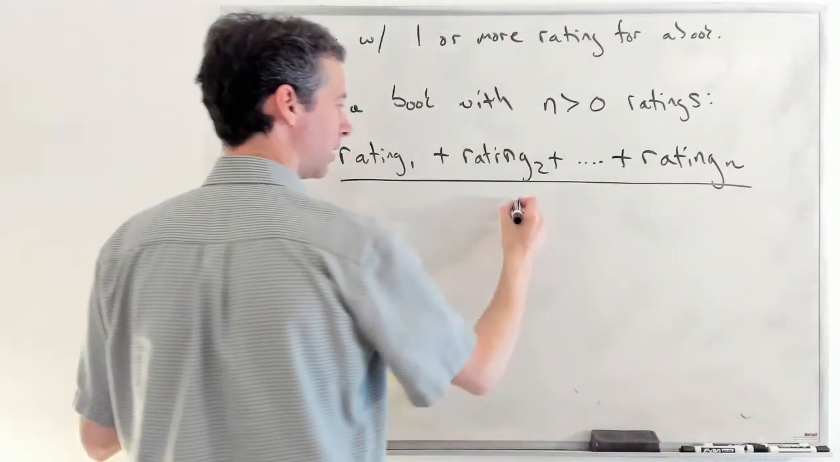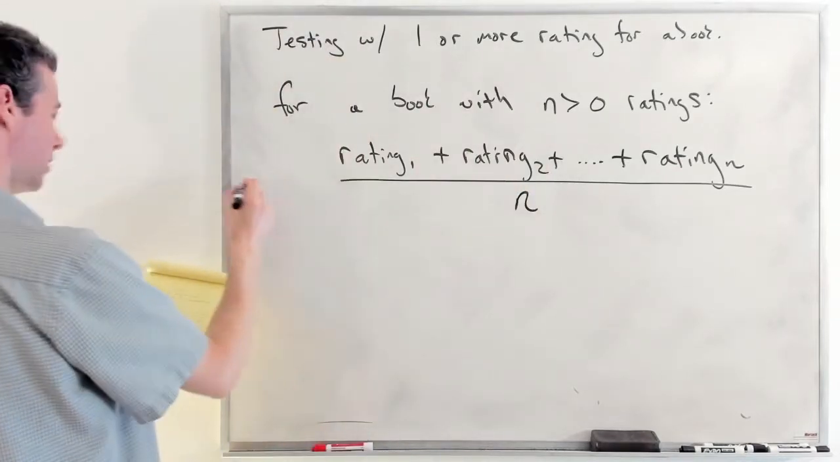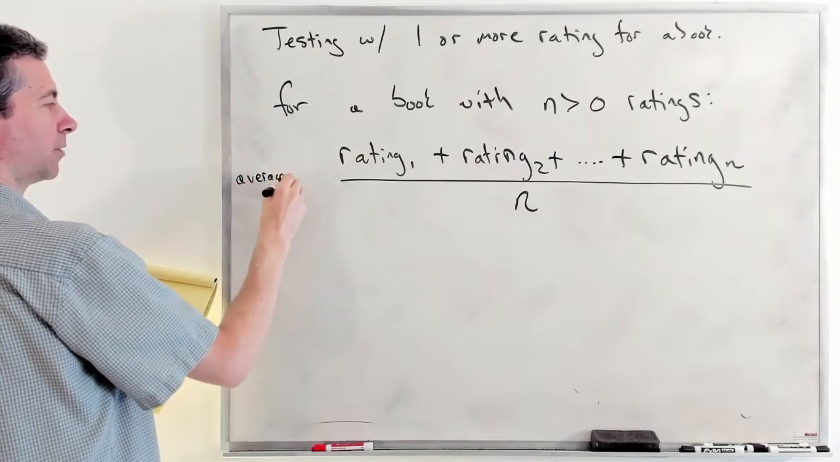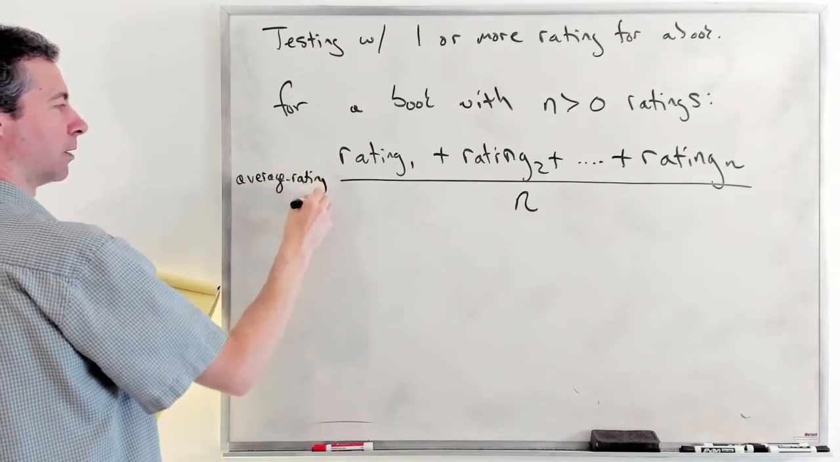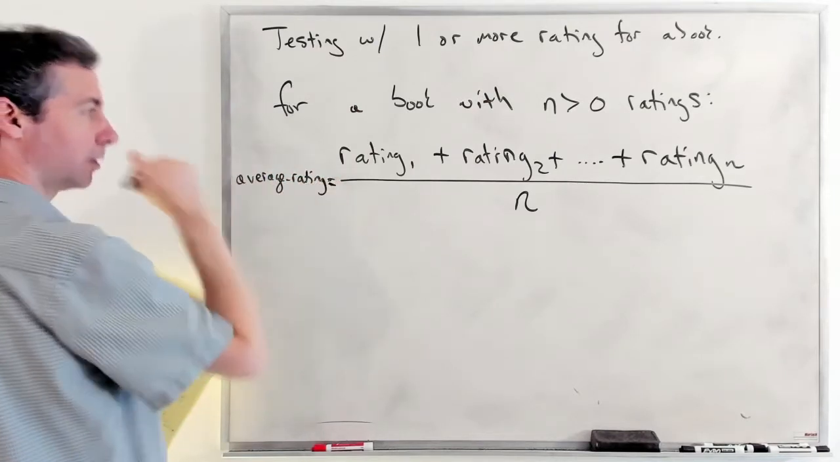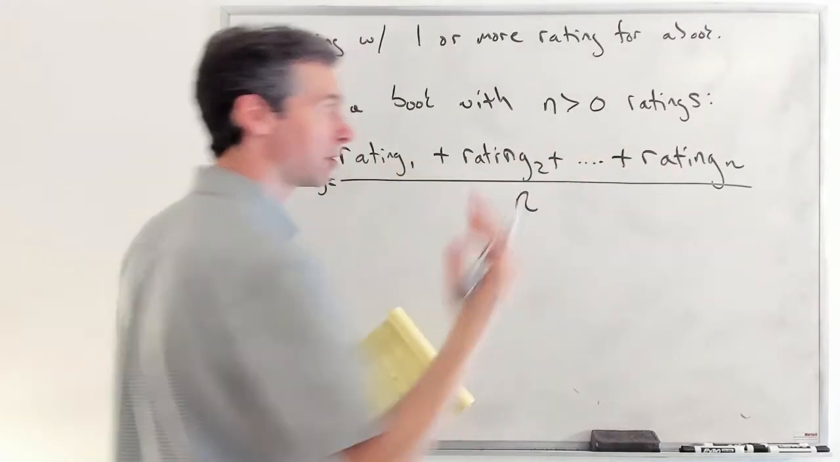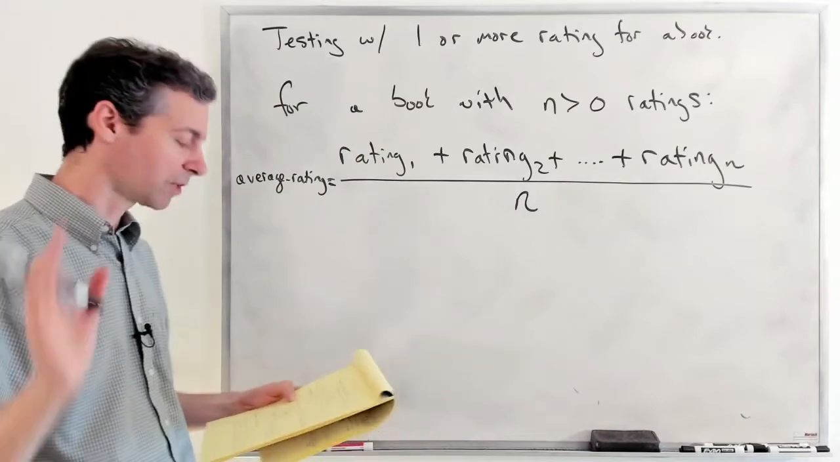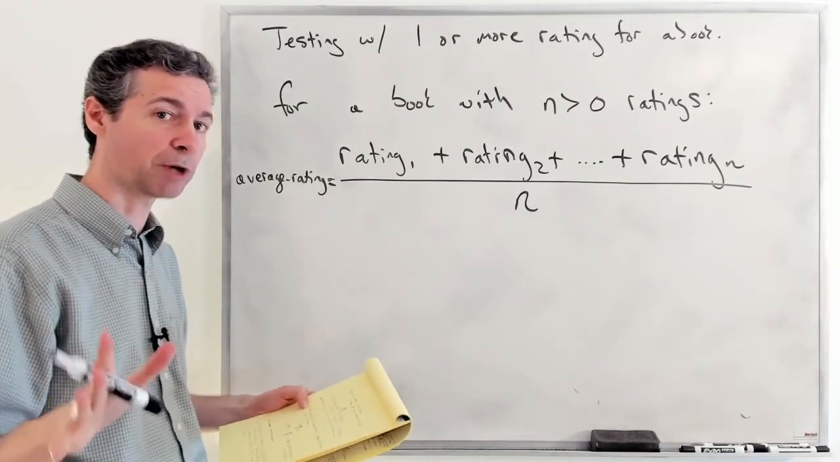And we're going to divide by n. That's the number of ratings. And so we could say over here that average rating is equal to this. It's going to sum up the ratings and divide by the number of ratings. Now, you're like, again, this is so obvious, Mark. That being the case, people miss this problem.